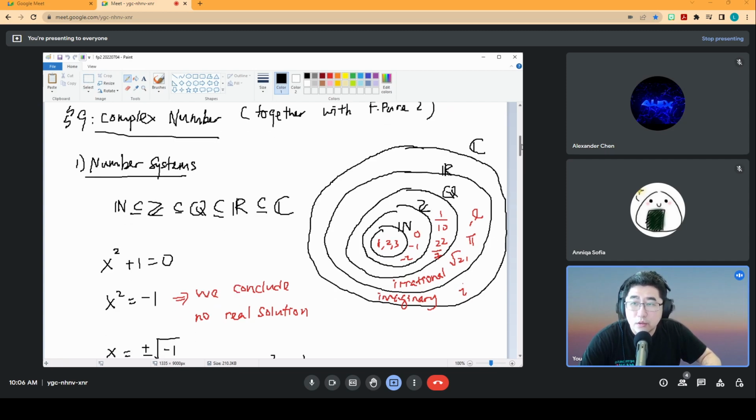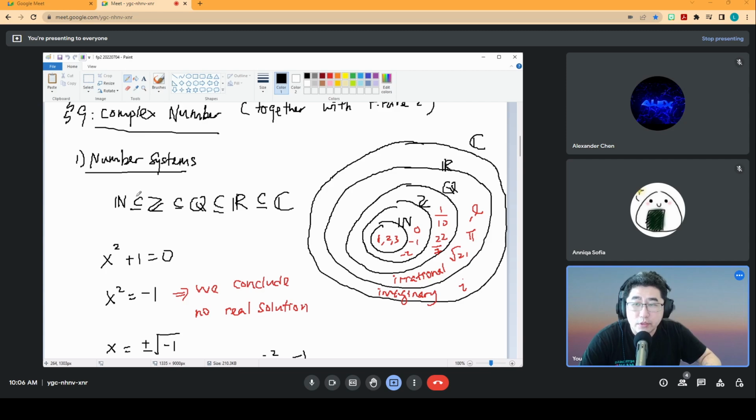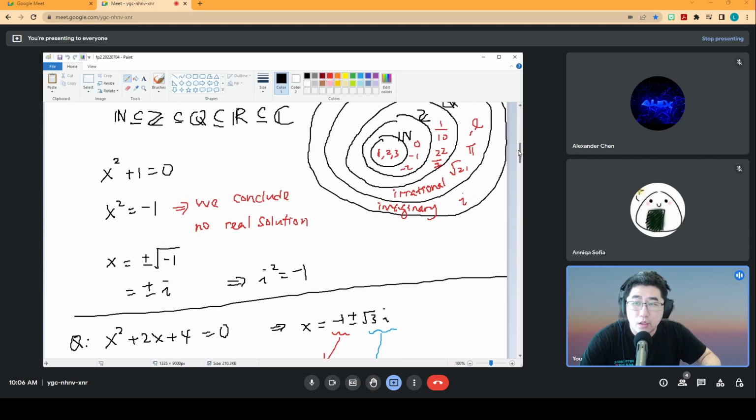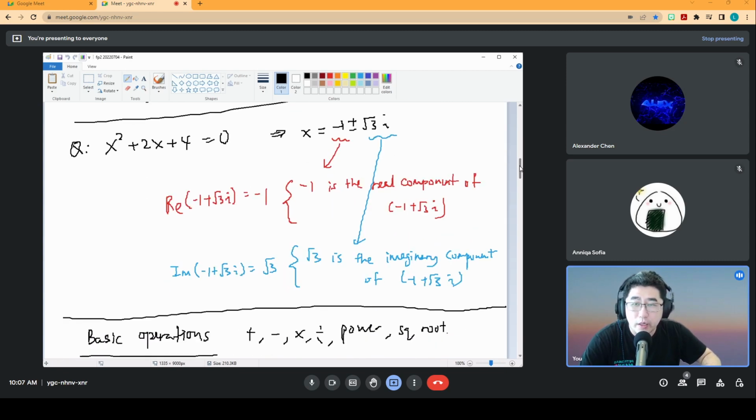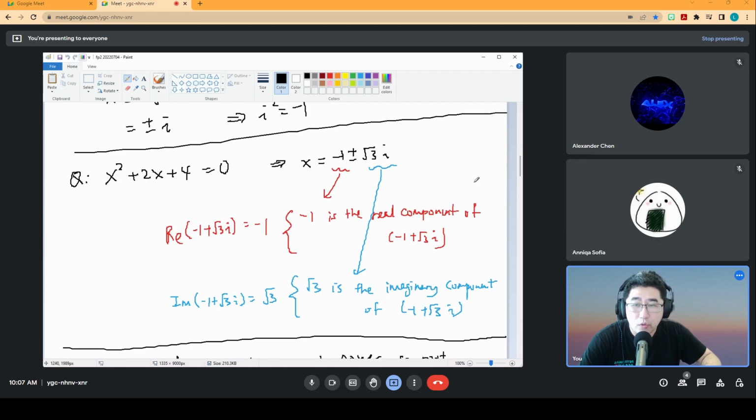So, okay, numbers, complex number system. So we have a number system N, Z, Q, R, C, complex number. So I believe you already know the number system. Okay, x squared plus 1 equals 0, x squared equals minus 1. So x equals plus minus i. Okay, then we have solving the quadratic. Then we have the real component and the imaginary component.